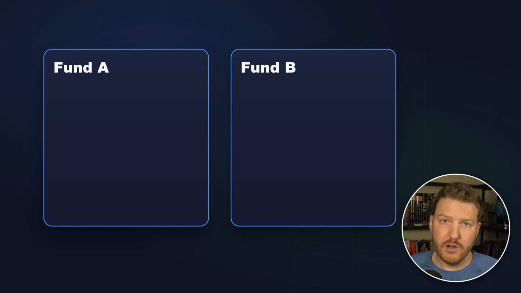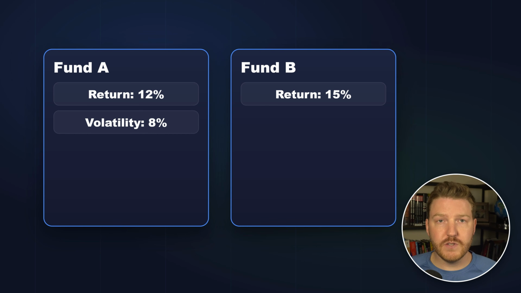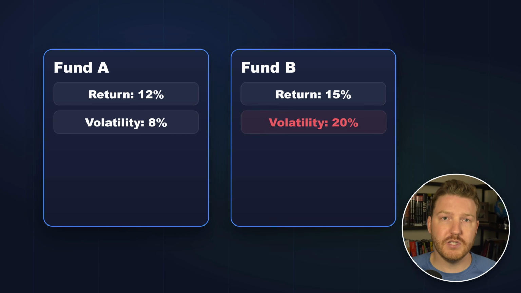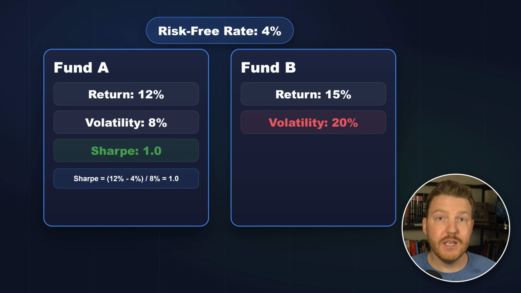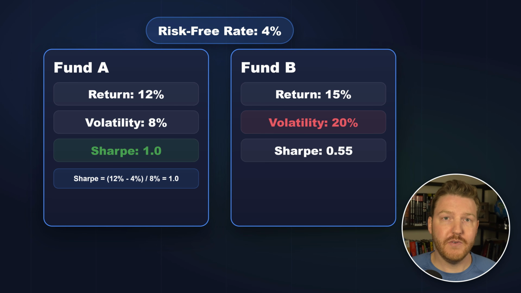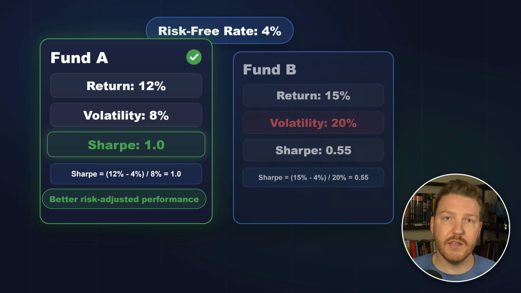Let me show you why this matters. Fund A returned 12% annualized with 8% volatility. Fund B returned 15% annualized with 20% volatility. With a 4% risk-free rate, Fund A's Sharpe ratio is 1. Fund B's Sharpe ratio is only 0.55. Fund B had higher returns, but Fund A delivered better risk-adjusted performance. You got more return for each unit of risk with the steadier fund. That's the insight many investors miss.